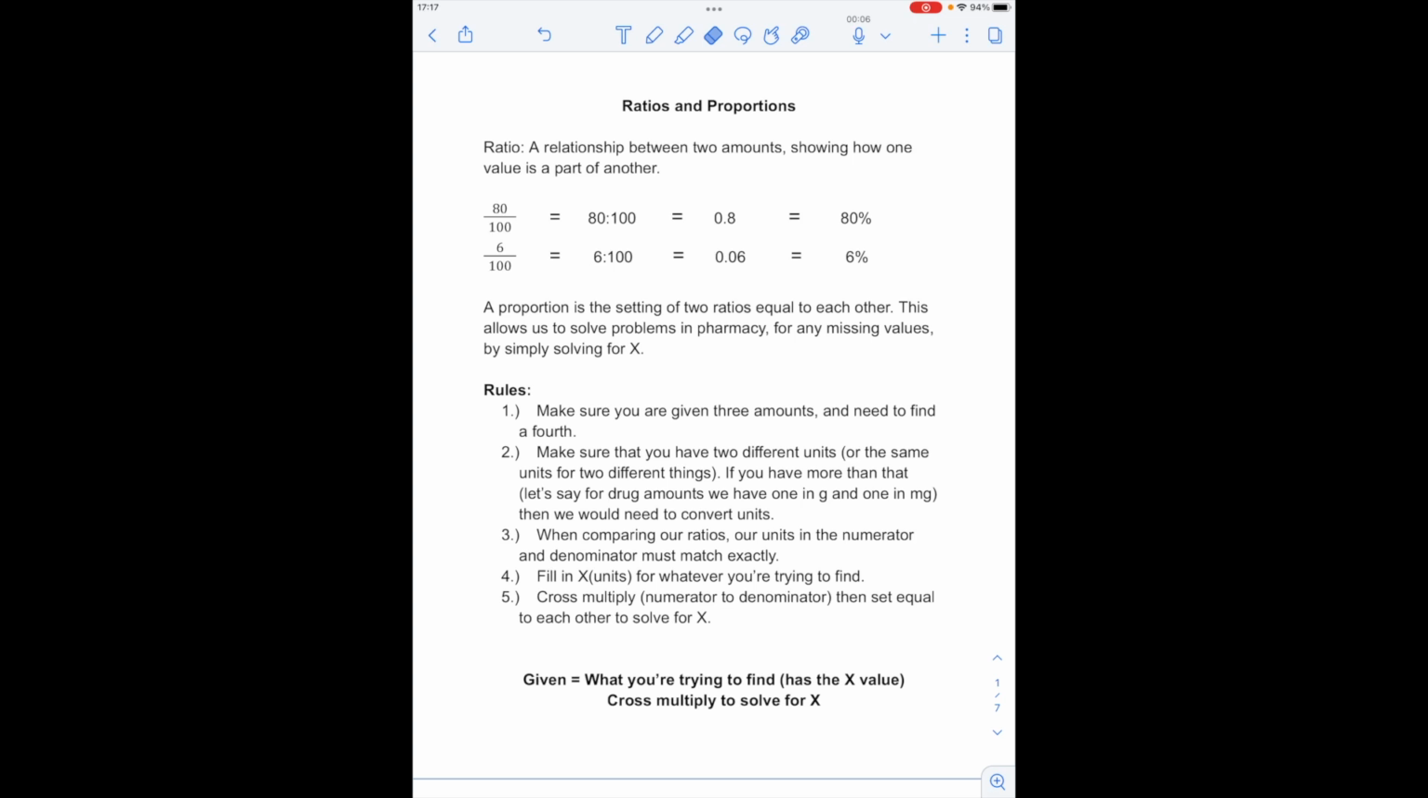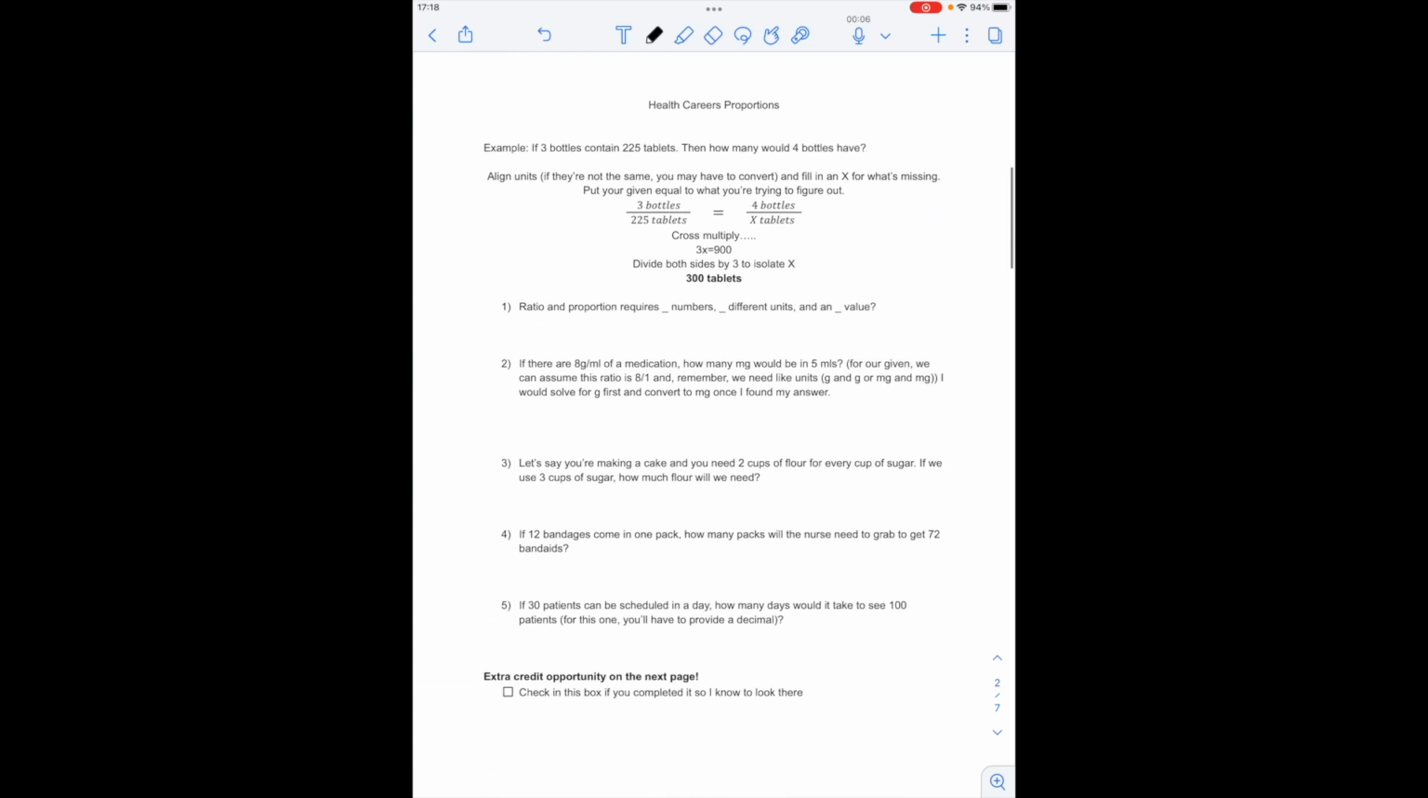4, fill in X for whatever unit you're trying to find. 5, cross multiply, so numerator times denominator, then set equal to each other in order to solve for X. So to summarize this, I usually just like to say, take your given, so the ratio that you're fully given, so you're given the numerator and denominator for it, and set it equal to what you're trying to find, which is the ratio that has your X value. And then you cross multiply to solve for X. So now let's look at some examples of this.